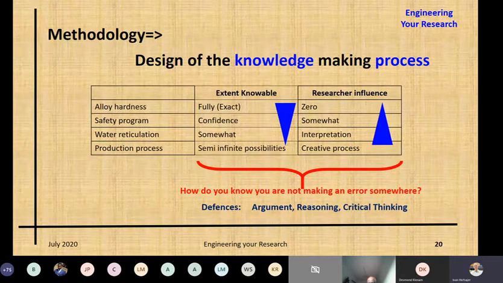Right, we have another question. What is the expected level of the knowledge-making process?